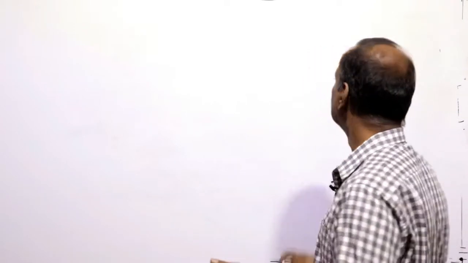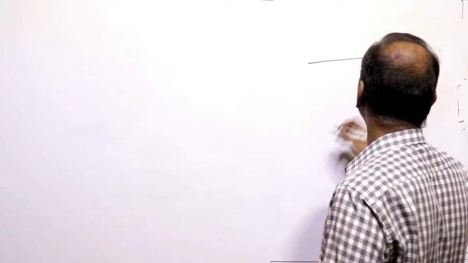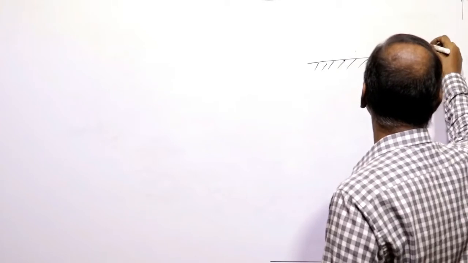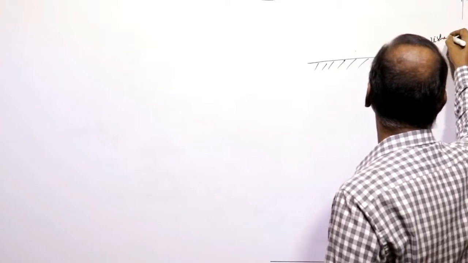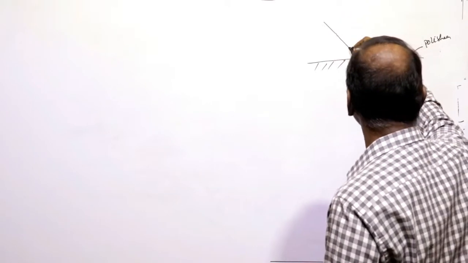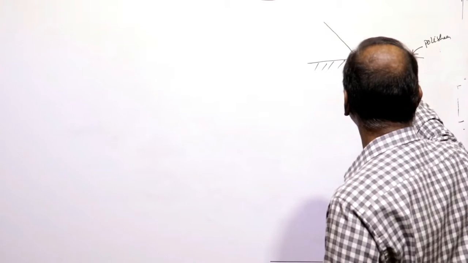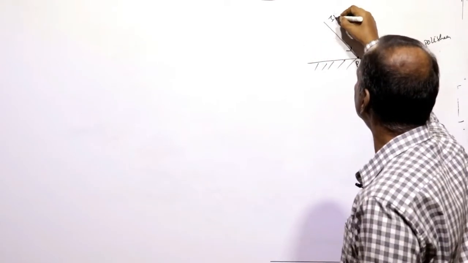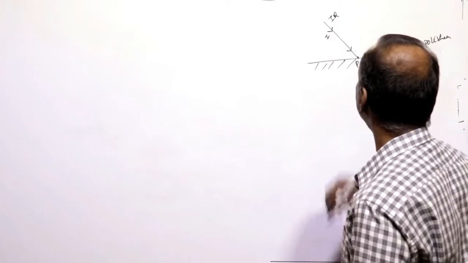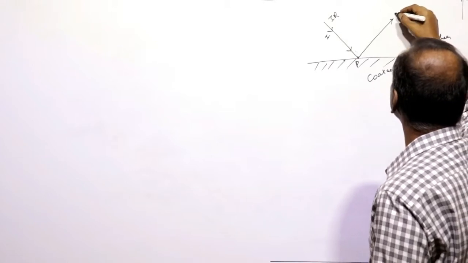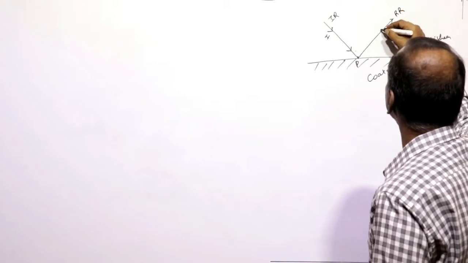Laws of reflection. What is reflection? A mirror. Mirror means a smooth, polished surface. This side is coated. When light is incident at this point, we say point P, this is called the incident ray, and it will be immediately reflected back in the same medium. So the reflected ray is R.